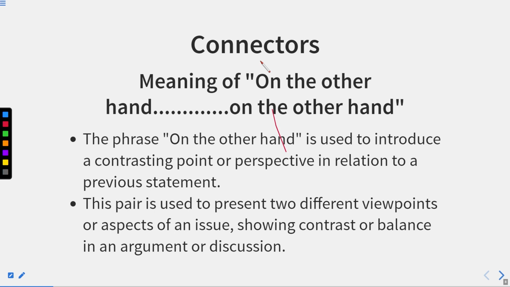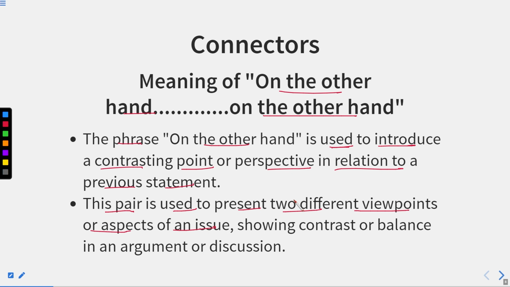Okay. Now, first of all, we'll have the meaning of on the one hand or on the other hand. The phrase on the other hand is used to introduce a contrasting point or perspective in relation to a previous statement. This pair is used to present two different viewpoints or aspects of an issue. Okay, so this pair, actually we join two sentences together or two clauses together with the help of on the other hand, and this pair shows the contradiction between the two clauses that we have connected with this connector.